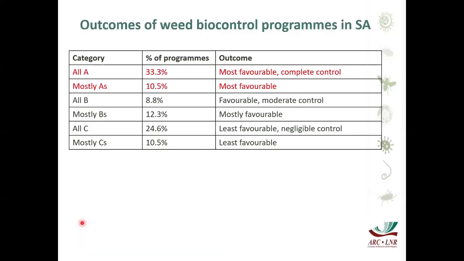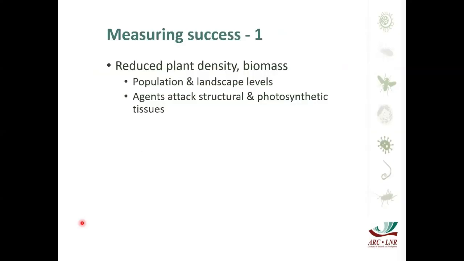And if we look at those, complete control is in about 33% of our programs, and most favorable is in about another 10% of those. And then there's varying levels of control achieved in the other programs. So there is some level of control in most of the weed biocontrol programs. Some of them are outstanding, and we have no need for any other interventions. So we can measure success in different ways.